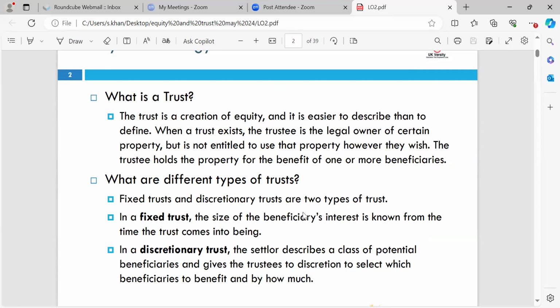So a trust is a creation of equity, and it's easier to describe than define. So when a trust exists, the trustee is the legal owner of certain property, but is not entitled to use the property however they wish. The trustees hold the property for the benefit of one or more beneficiaries.